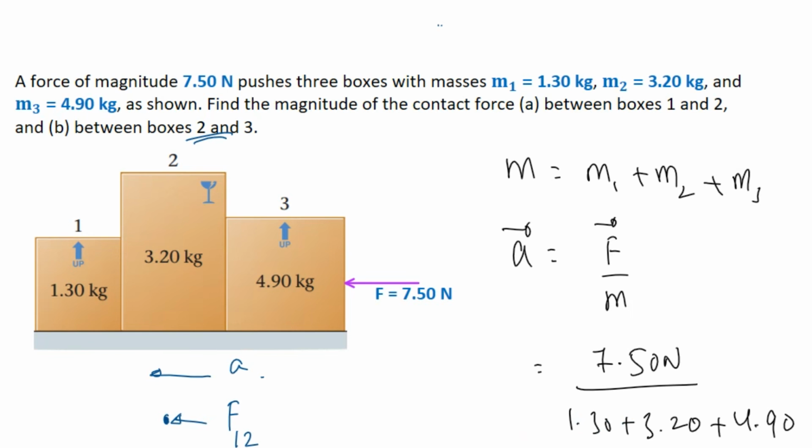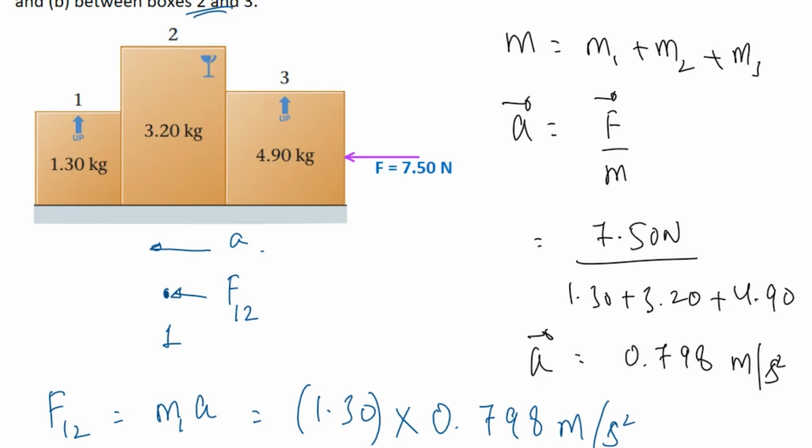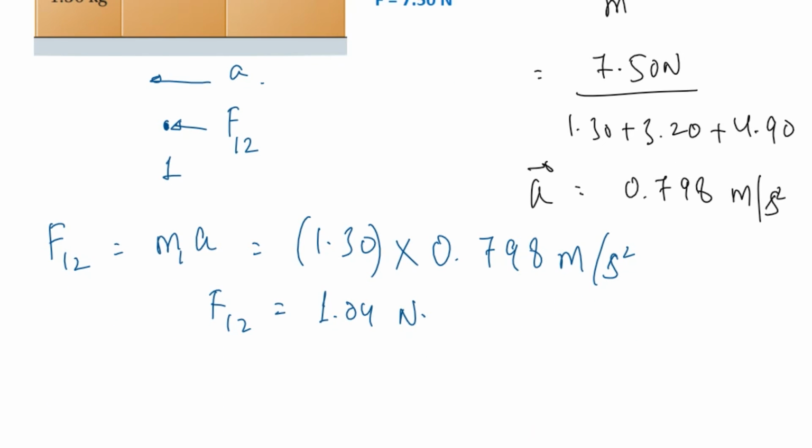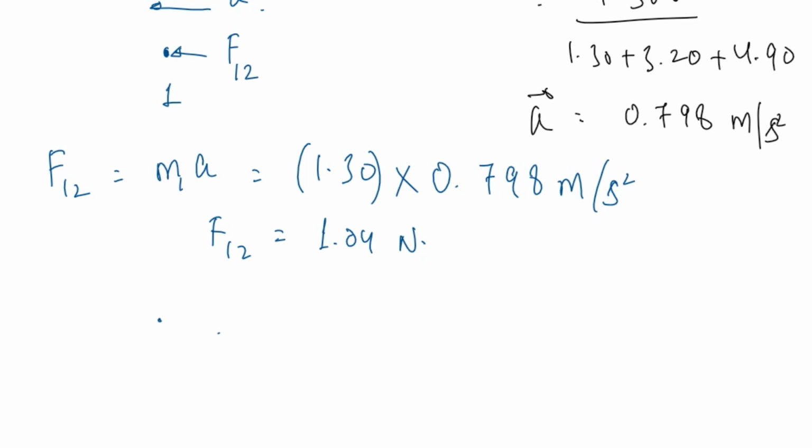Now in the B part, we need to find the contact force between boxes 2 and 3. For that we can make the free body diagram for box 3. So this is our box 3, with mass M3. The direction of the force is in this direction, this is F, and the contact force is in this direction, F32. Now the acceleration is in this direction, a.